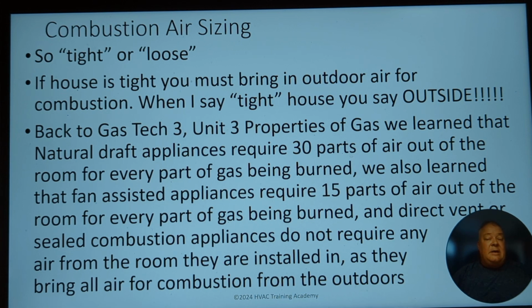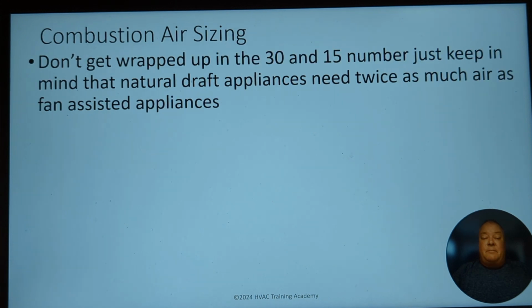It's pretty simple. Well, we know that natural draft appliances require 30 parts of air out of the room for every part of gas being burned. Fan assists require half as much, 15 parts of air. Direct vent and sealed combustion mean the same thing, and do not require any air from the room they're installed in, as they have their own dedicated system that brings the air from outside right to the appliance itself for combustion purposes. Don't get worried about the 30 and 15 numbers. Just keep in mind natural draft appliances need twice as much air as fan-assisted appliances.